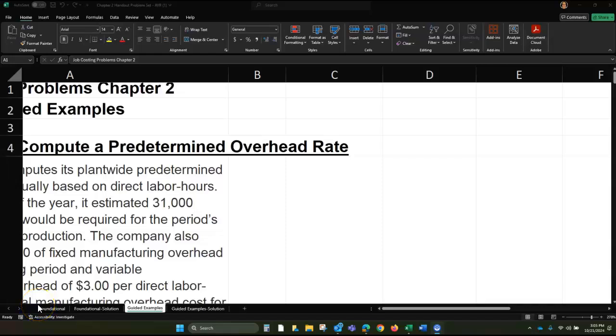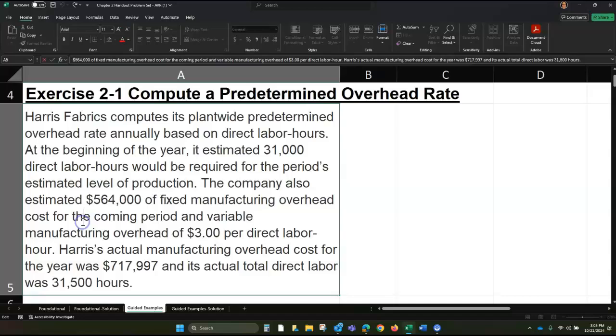Okay, all right, so let's take a look at our guided examples. Okay, well, there we go. All right, so exercise 2-1.